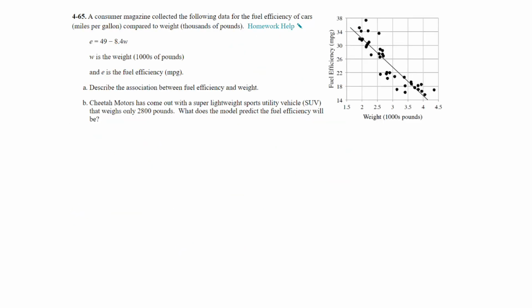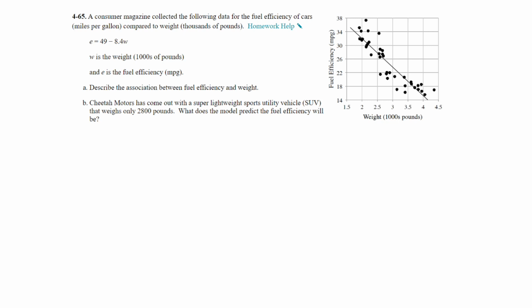Last one, question 65. A consumer magazine collected the following data for fuel efficiency of cars in miles per gallon compared to weight in thousands of pounds. So E is equal to 49 minus 8.4 W. W is the weight in thousands of pounds, and E is the fuel efficiency in miles per gallon. So describe the association between the fuel efficiency and the weight. So from the Y value to the X value, describe the association.